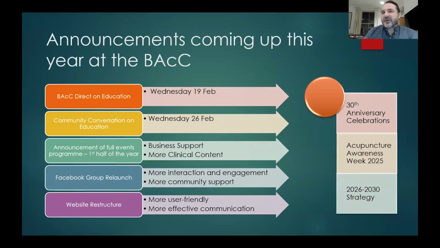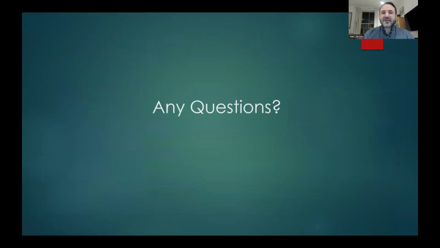And there's going to be a great celebration of everything that's come before. There's going to be a celebratory issue of ACU in July, and a lot of things to be announced on that line. Also, Acupuncture Awareness Week 2025, more information about that will be coming. And we also are due to reformulate our strategy for 2026 as well. There'll be more information coming about that. So lots going on in the BAcC this year, and we'll watch out for announcements, and things will be coming soon. With that, about 5 minutes over time, I will open up to any questions.